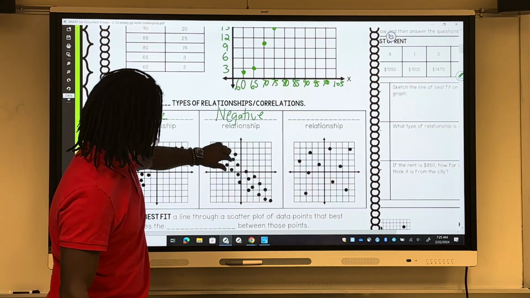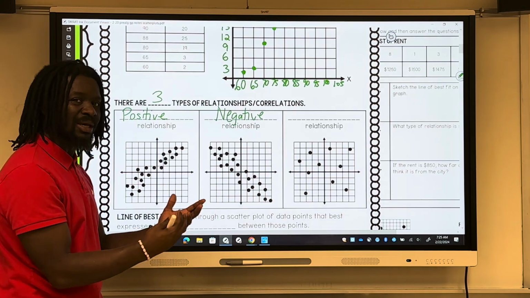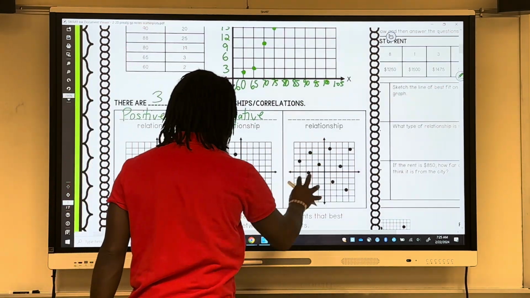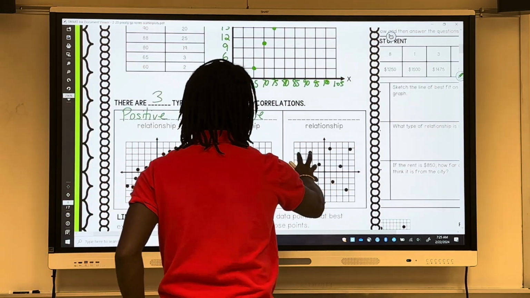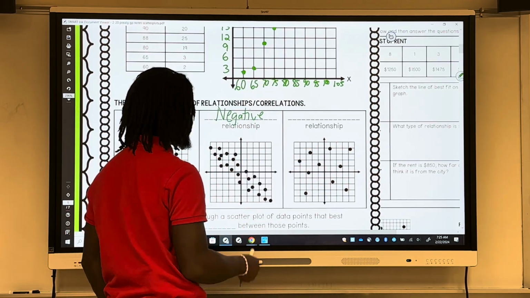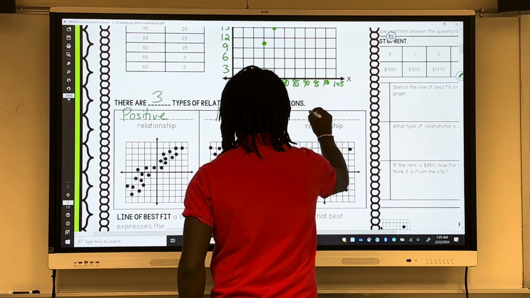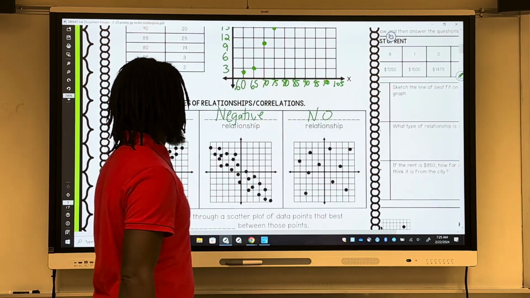Same thing with negative, right? They're kind of jumbled together, they're scattered, but there's some relationship. Over here, we see that these points are just kind of everywhere. There's no line that you could make out of those points that would be a straight line. So here is just no relationship, all right?